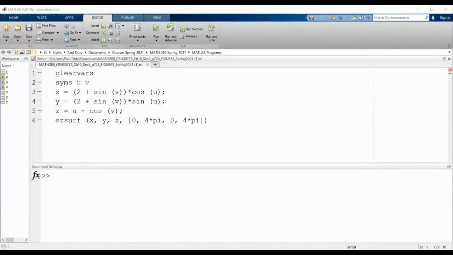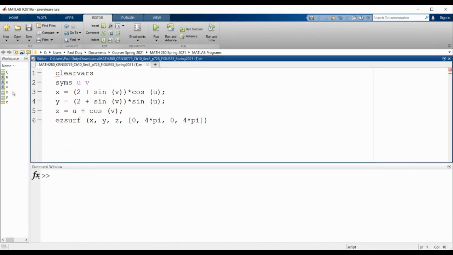How many have heard of that command in MATLAB? Clear vars for clear variables. Has anybody seen that before? Okay, Eric's seen it. And Robin's seen it, and Nema. Okay, great.